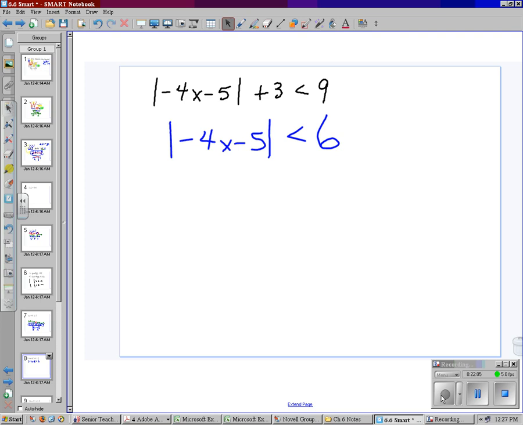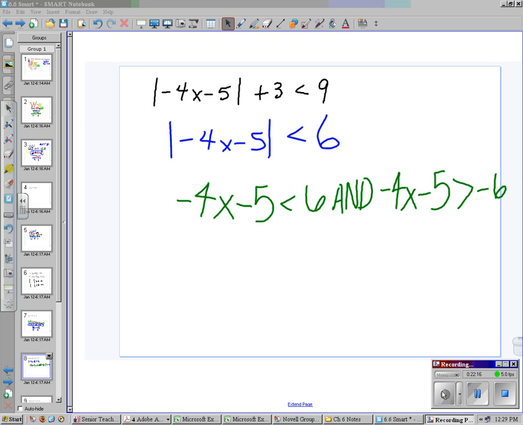Now you get to decide if it's an "and" or an "or." Which one is it, ladies and gentlemen? And. Very good. Set up your "and" statement for me, please. If you look up at what Angela has written on the board, negative 4x minus 5 is less than 6, and negative 4x minus 5 is greater than negative 6. We can put these together.